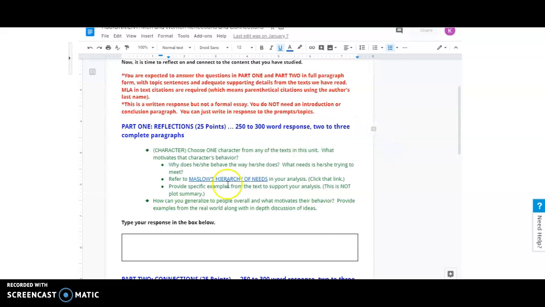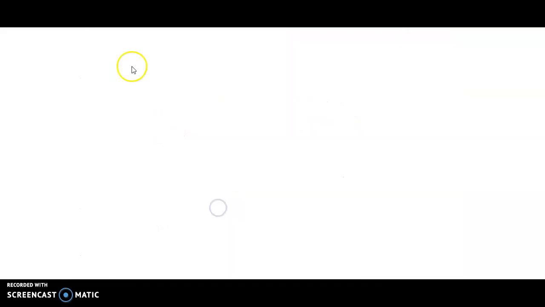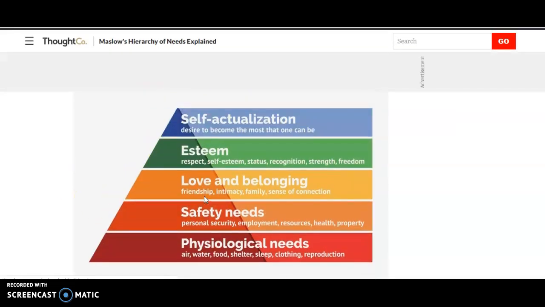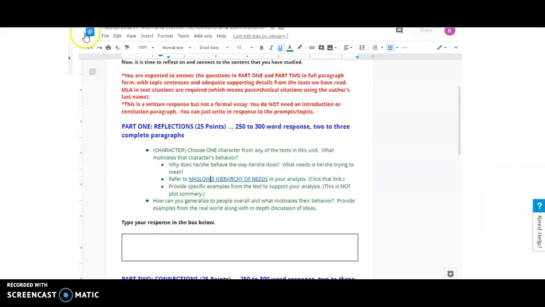So click this link, because you're going to need to refer to this in your writing and how your character is attempting to meet one of those needs. You need to provide specific examples from the text to support your analysis. Do not give me a plot summary here.